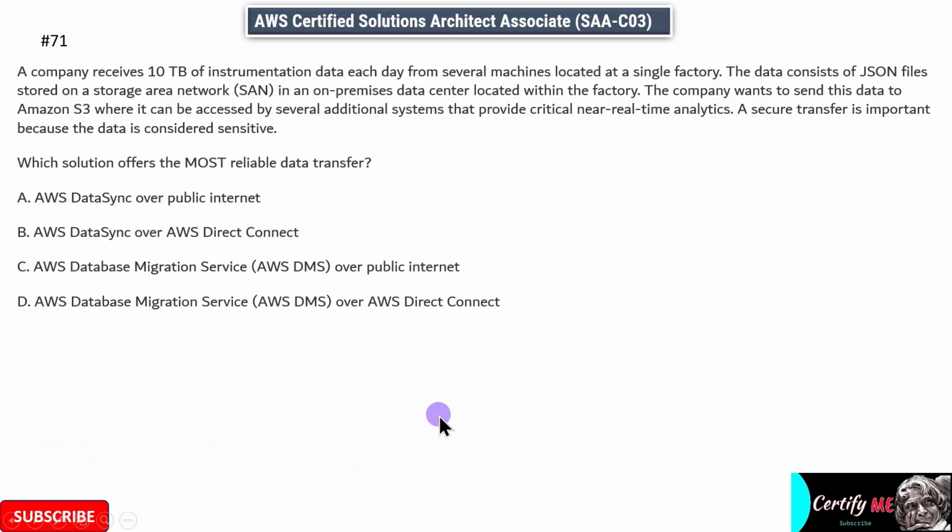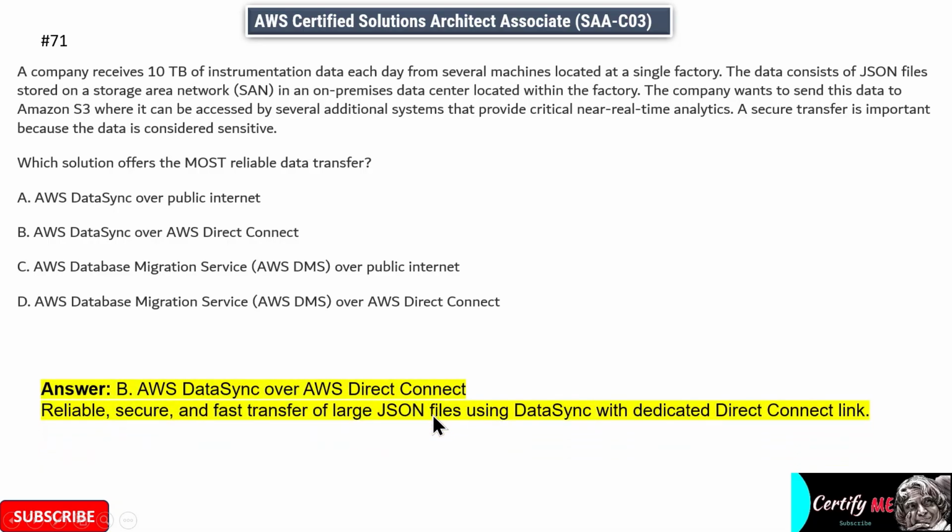The correct answer is option B, AWS DataSync over AWS Direct Connect. Reliable, secure, and fast transfer of large JSON files using DataSync with a dedicated Direct Connect link. Next question.